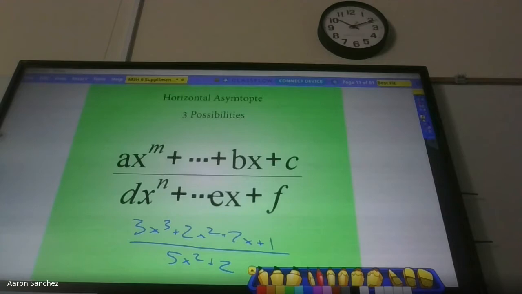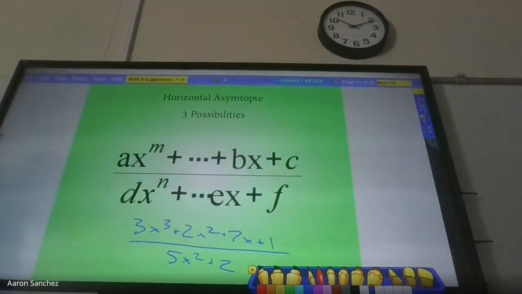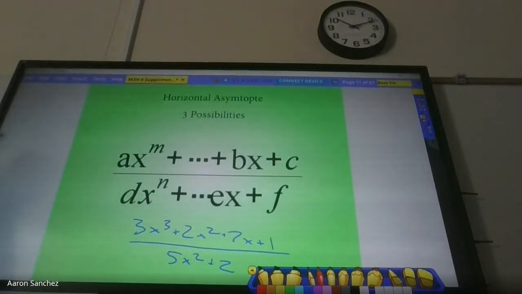All right. Part one. So let's talk about, this is what might be a little bit confusing to you, but let's talk about the horizontal asymptotes.